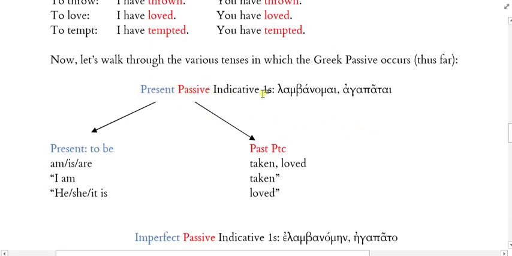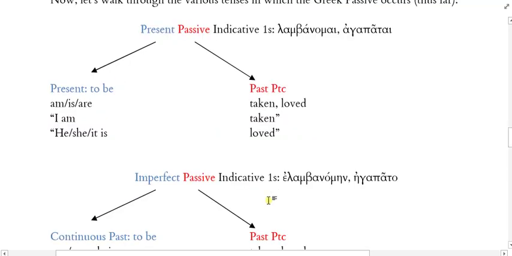If I have a present passive indicative in Greek, the present part tells me to use the present tense of to be. What are the present forms of to be? Am, is, or are. I am, he, she, it is, you are. And then I take the past participle in English of the verb. If it's lambano, it's going to be taken, because I would say I have taken, so I am taken. If it's love, the third principal part in English is I have loved, then it's going to be I am loved. I am taken. He, she, or it is taken. He, she, or it is loved.